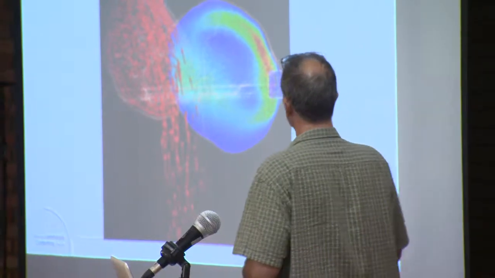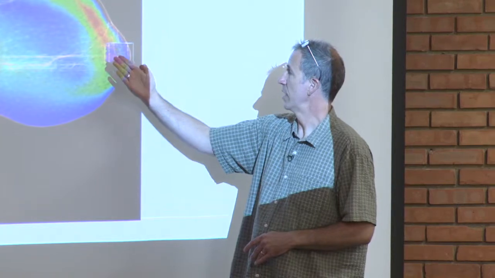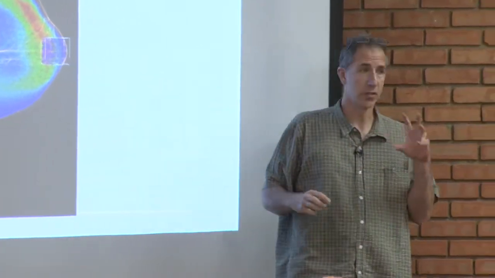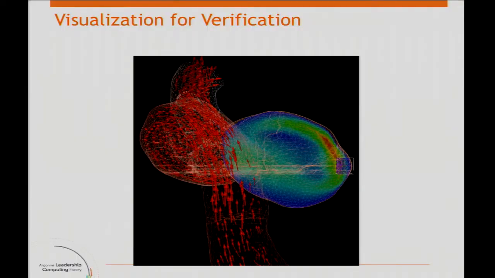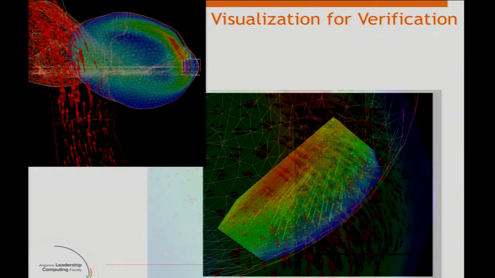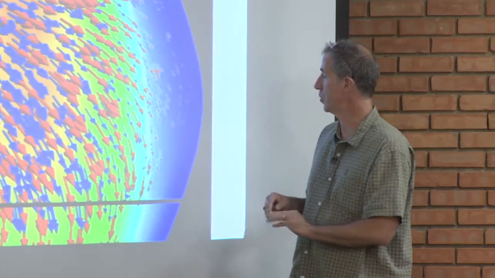aneurysm data set, and here we put a cutting plane through the center of the aneurysm at the place where this little spot here is, that's where the subdomain is. And so we have a cutting plane that's at the boundary between the two domains. And so this is the smaller subdomain. And then this is an image looking at, again, a cutting plane where those two domains meet.